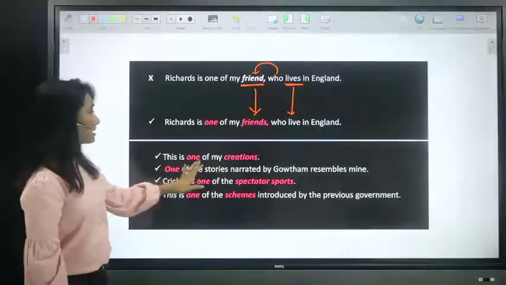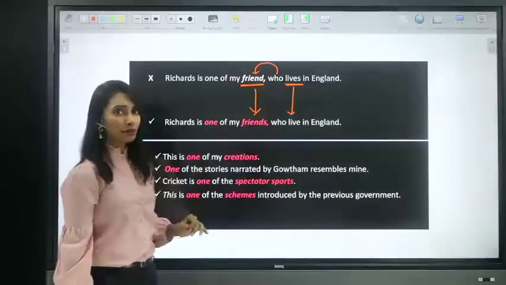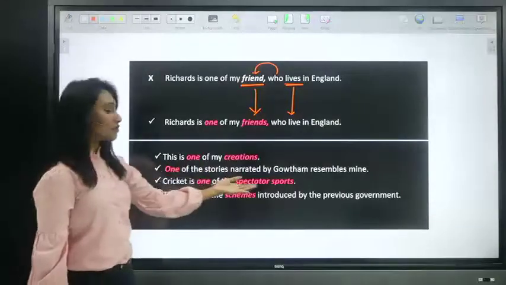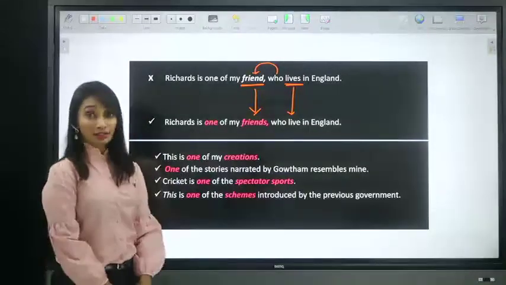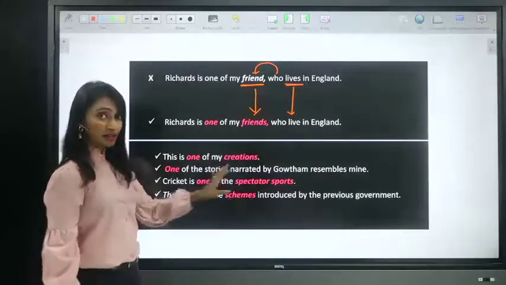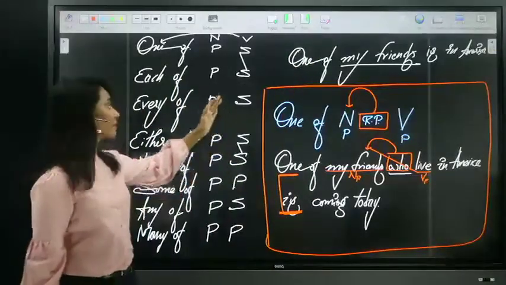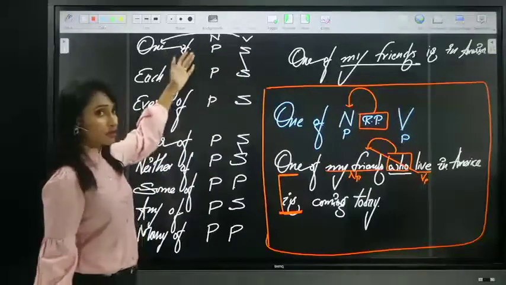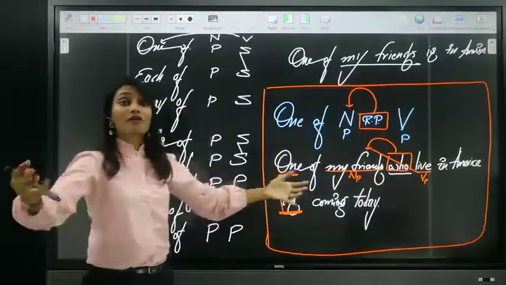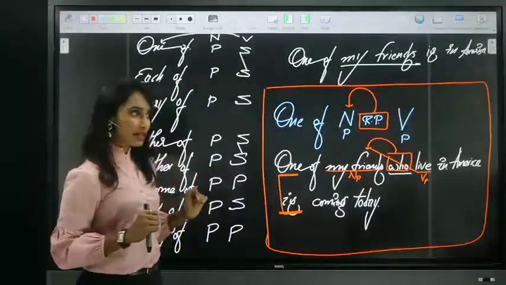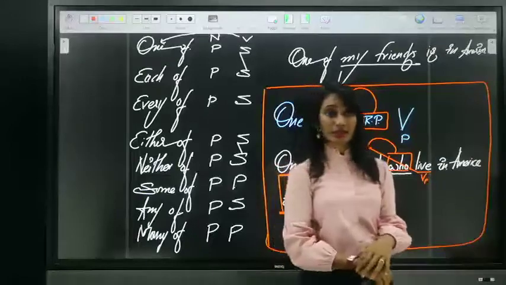So, look at this. This is one of my creations. One of the stories narrated by Gautam resembles mine. Cricket is one of the spectator sports. This is one of the schemes introduced by the previous government. So I hope it is clear. So "one of the" always takes a singular verb and a plural noun. Why singular verb? Because it is one. Why plural noun? Because we are talking about one of many. So is it clear, guys? If anyone has a doubt, please let me know through your comments quickly so that we'll discuss this again.